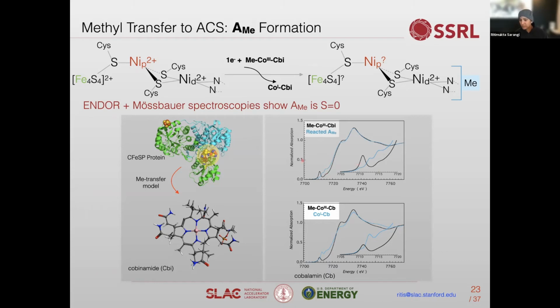We see a big difference in the pre-edge region, and this qualitatively matches what you expect when you measure methylcobalamin and the cobalamin in oxidation state 1. There are some qualitative differences in both of these. We understand that really well. It's because of a transaxial ligand, and if you're interested, we can talk about it offline. But essentially, it's clear that all the methyl has been transferred to the ACS active site.